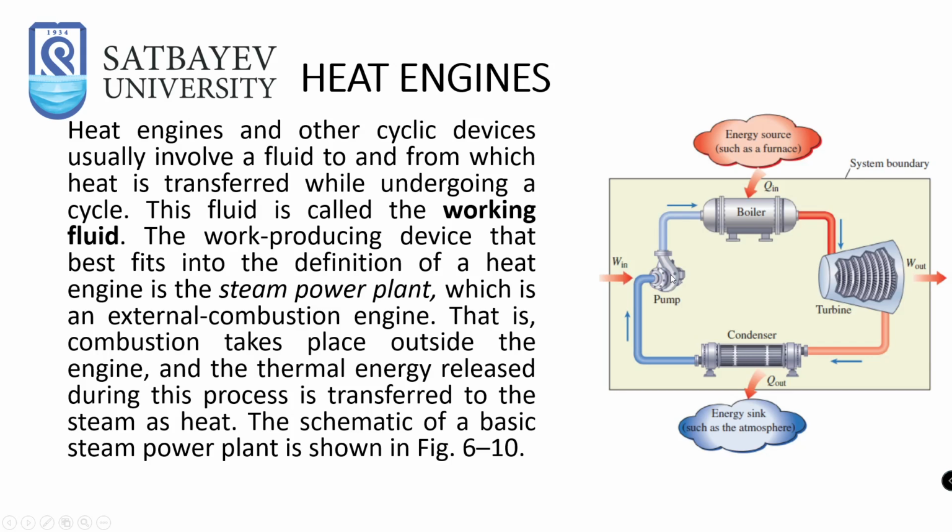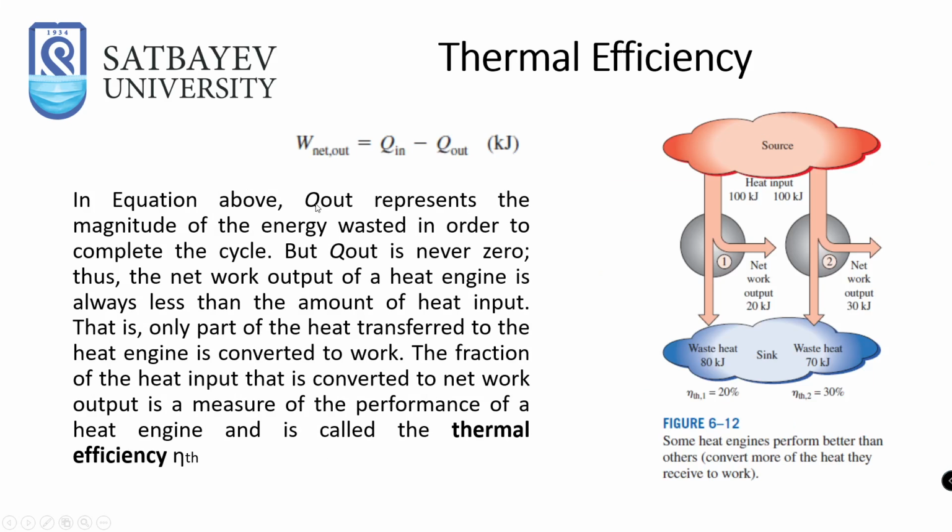The water is pumped to the needed pressure, then the water is boiled, and the vapor or steam goes through the turbine, then goes to the condenser. The condenser is called the energy sink, and the boiler is the heat source.